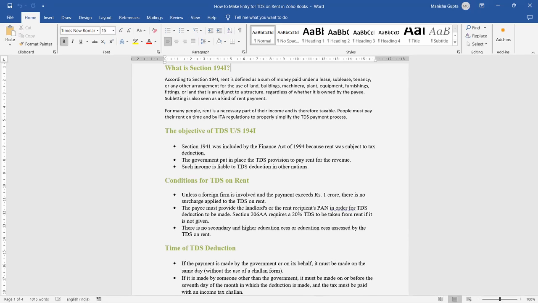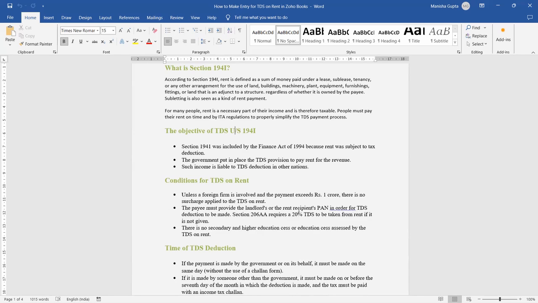Condition on TDS on rent and time of deduction. If you are a foreign firm and the payment exceeds 1 crore, there is no surcharge applied on the TDS on rent. The payee must have a PAN card. If the payee does not have a PAN card, then 20% TDS will be deducted. There is no cess or education cess charged on TDS on rent.